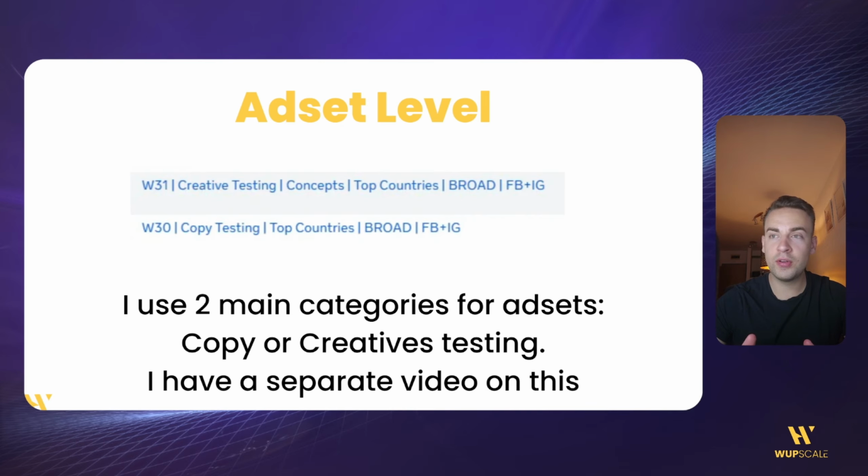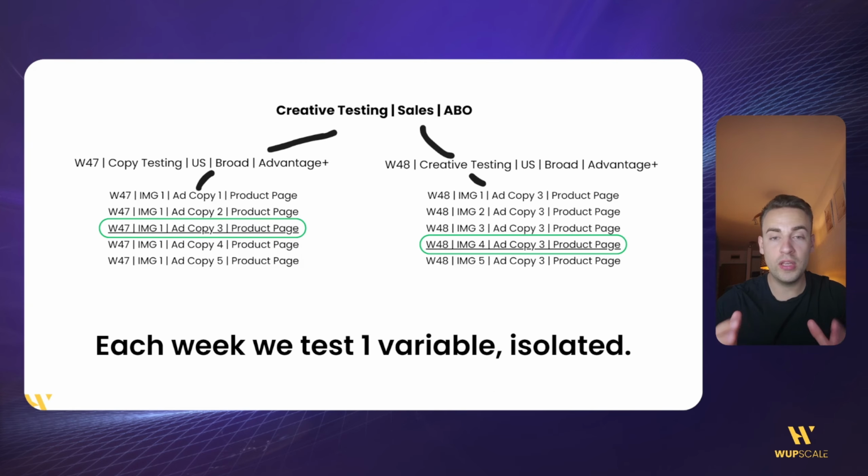Moving on to the ad set level, I use creative and copy testing inside the creative testing. So here are a couple examples that I use. I made a separate video on copy and creative testing, but basically this is the setup. Each week we test only one variable, isolated. In the example on the left side, you see we had a copy testing where all the images were the same. We only had 5 different ad copies. The next week, once we had the winning copy, which was ad copy number 3, we used ad copy number 3 across all ads, but then it was a creative test. So we used 5 different images with the same ad copy. This way you isolate the tests and you only test one variable, so you get clear data on what performs.